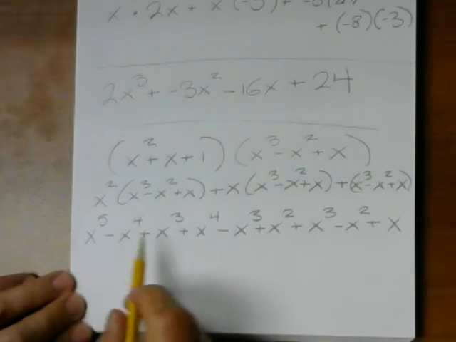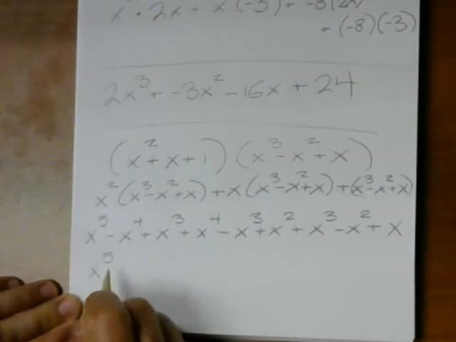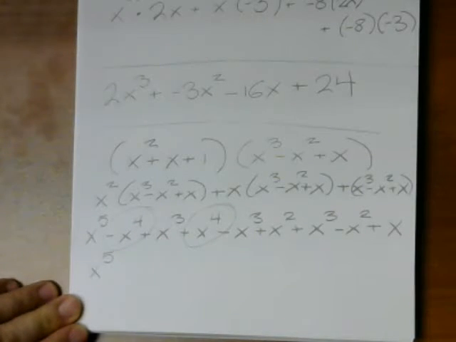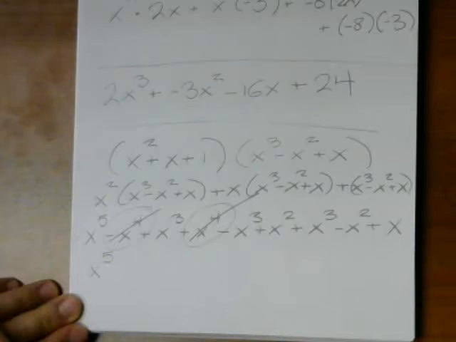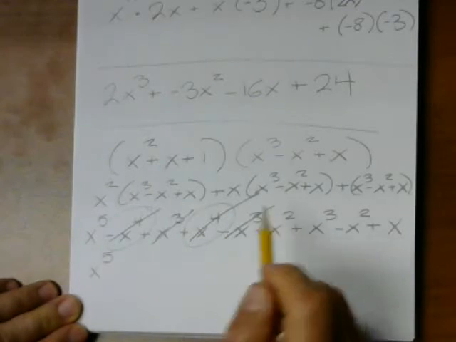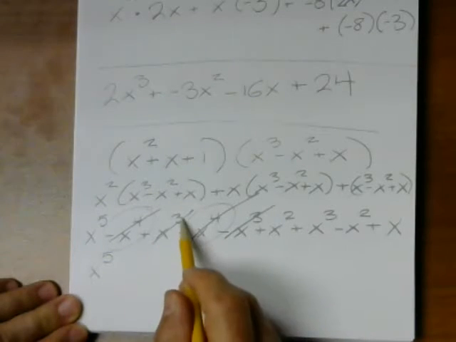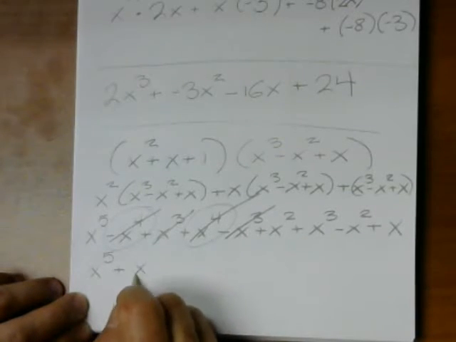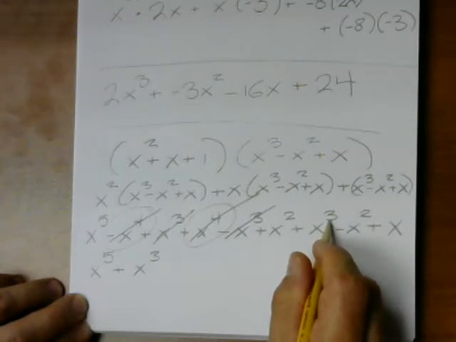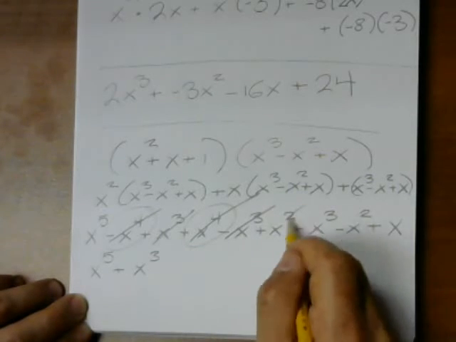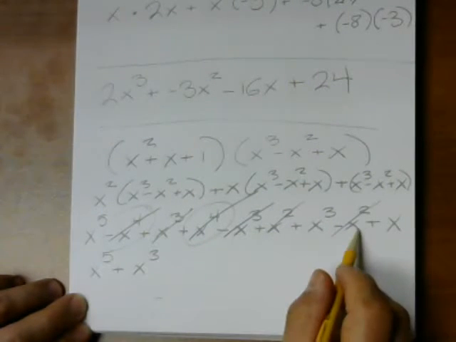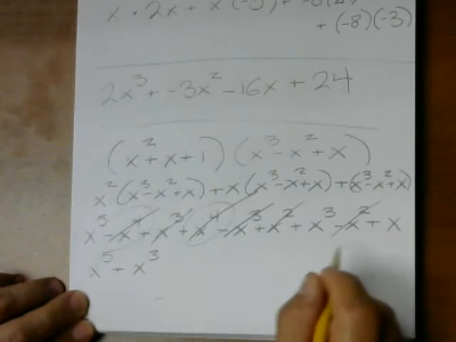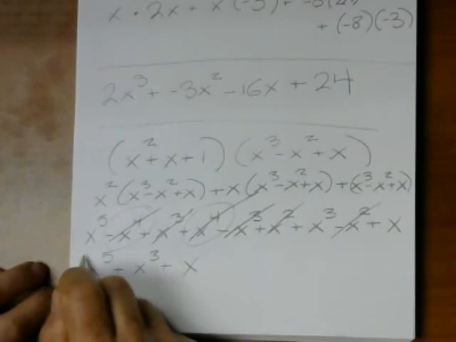So what do we get here? Well, we have one term of x to the 5th, and then we have this minus x to the 4th and this plus x to the 4th. So those are going to cancel each other out. And we have this plus x cubed and this minus x cubed. So what do we have here? Well, we have 1 plus x to the 3rd power left. These two go away because this is a plus and a minus. They cancel. So what do we have here? We just have a plus x.